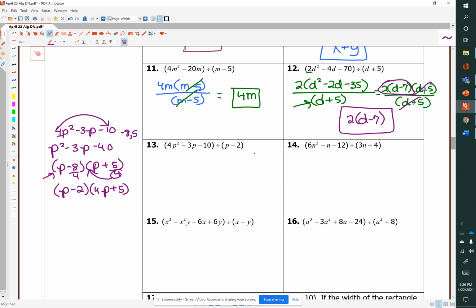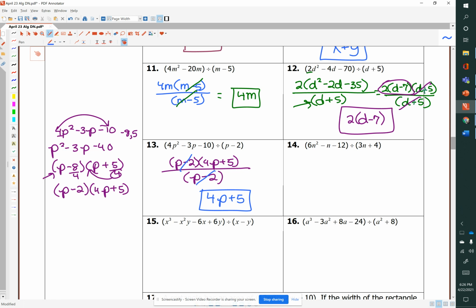Now, let's write this out and start dividing by p minus 2. So we have p minus 2 times 4p plus 5 divided by p minus 2. Now, this is the easy part. We cancel the common factors, and we're left with 4p plus 5. And that's our final answer.